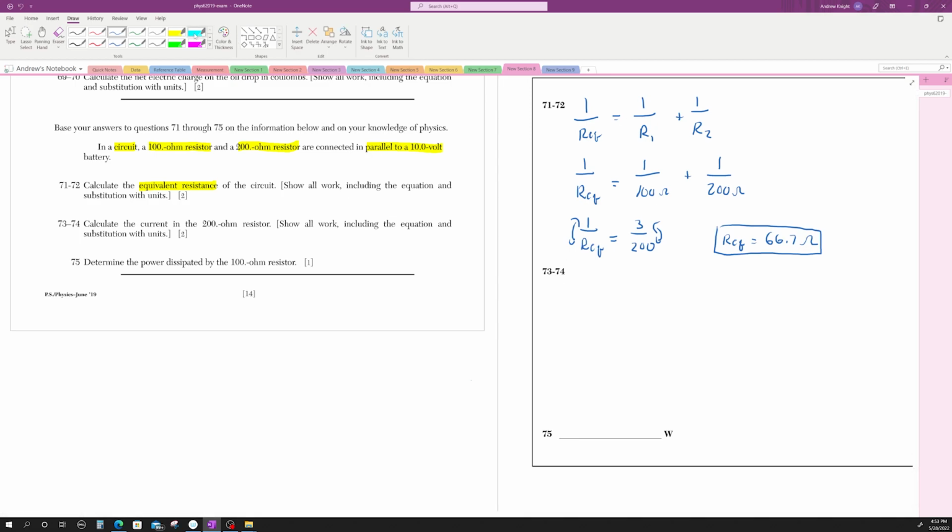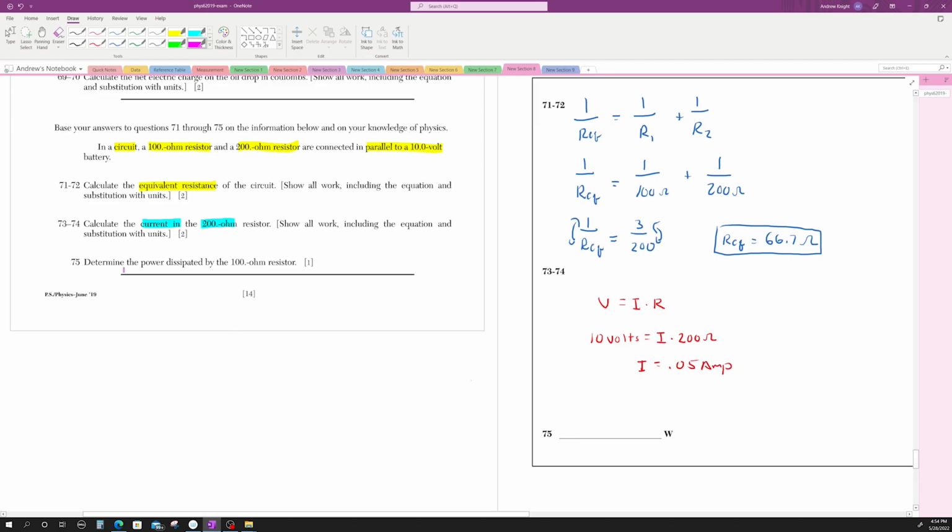Question 73 to 74. Calculate the current in the 200 ohm resistor. I want to know what's the current flowing down that 200 ohm resistor. So since I'm only looking at that one particular branch, I can use V equals I times R, or Ohm's law. The voltage here is 10 volts. The current down that branch is what I'm looking for, and that current is dependent on the resistor in the branch, which is 200 ohms. This gives us a current of 0.05 amps.